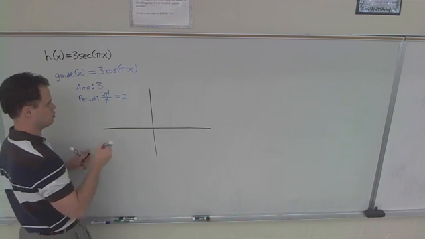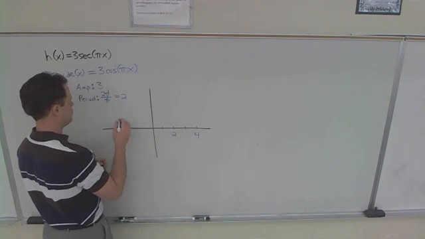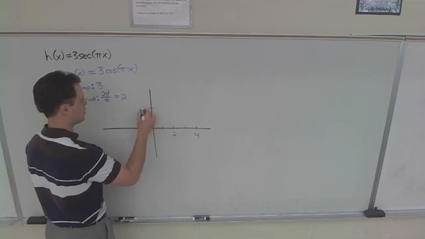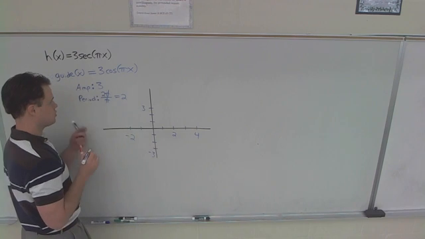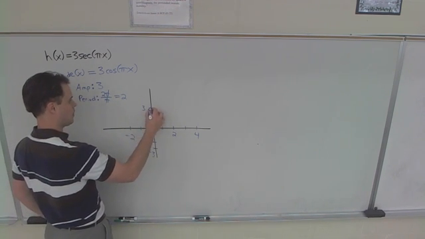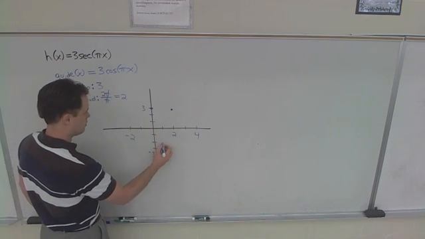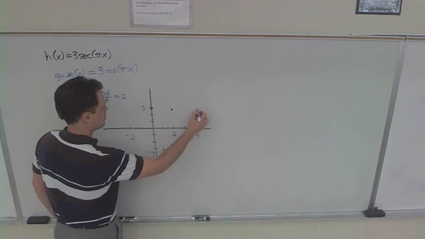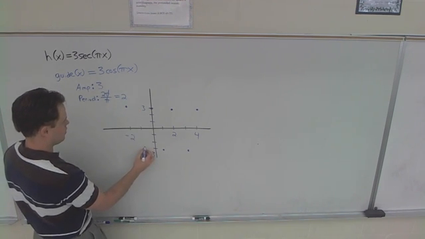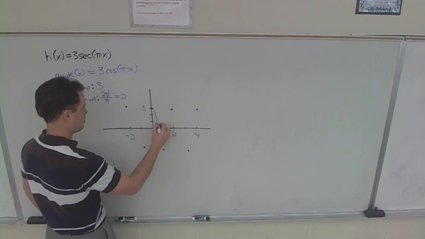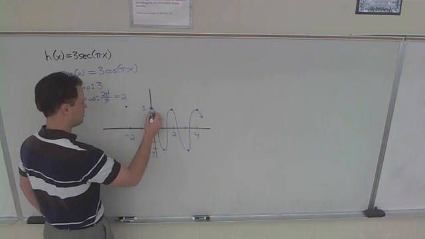Okay, so my period is going to be 2. So it's going to take 2 to finish one wave, 2 more to finish another wave. We're going to be going up and down 3. I'll go back and do 3 waves. So cosine starts up, ends up, and in the middle it's down. Starts up, ends up, in the middle it's down. Ends up, in the middle it's down. Drawing my cosine wave. Something like that.